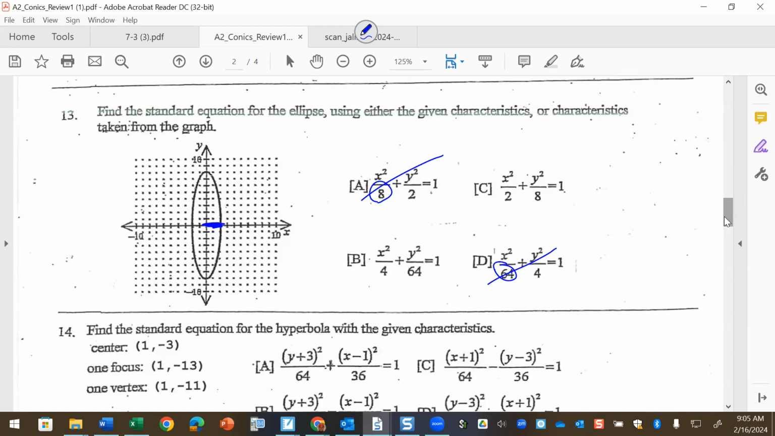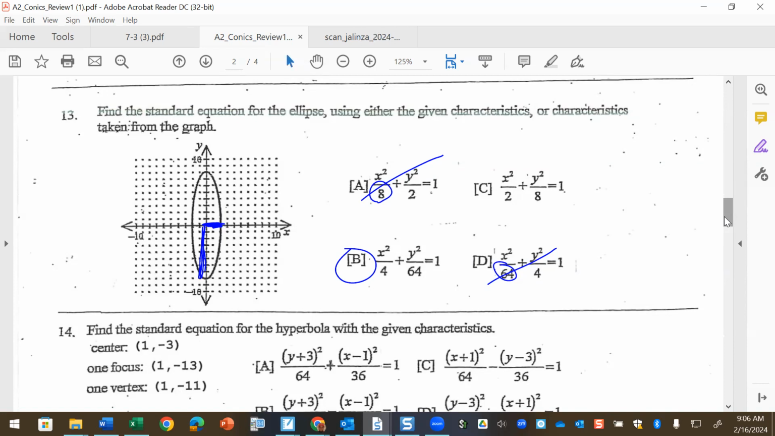And which direction was it going? Horizontal, so we need 4 under X. Done. Okay, and just to show off, what was this? 8? 8 up, 8 down. You get my usual joke there. Okay, so square that, 64. Perfect.